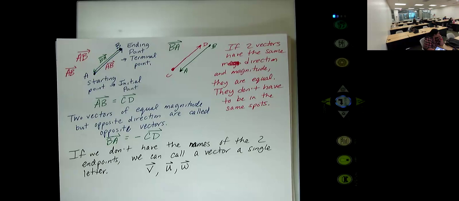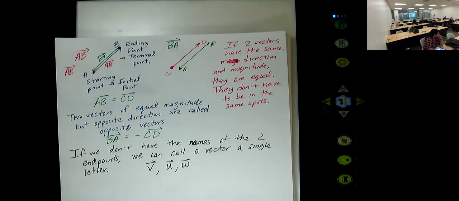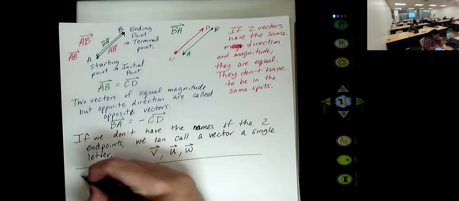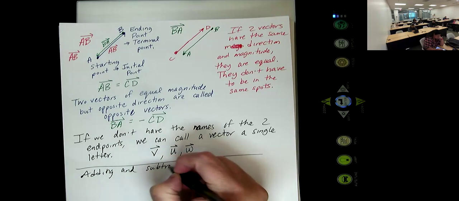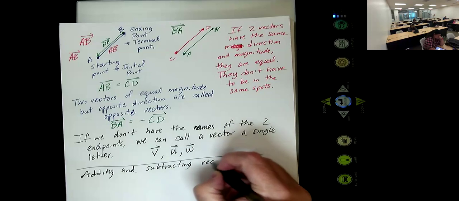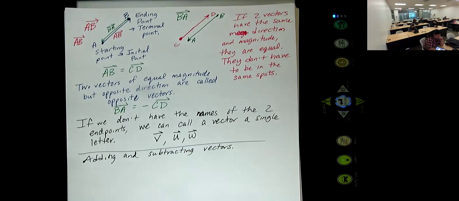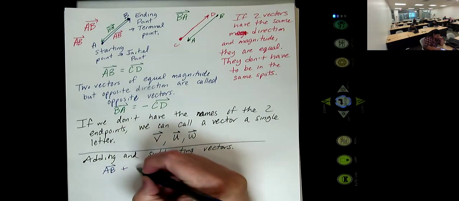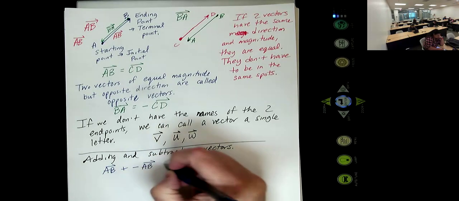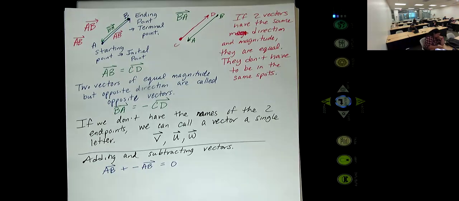Alright, so next topic, adding and subtracting vectors. Well, first off, if I add a vector and its opposite, I get 0. Two opposite vectors add to 0.